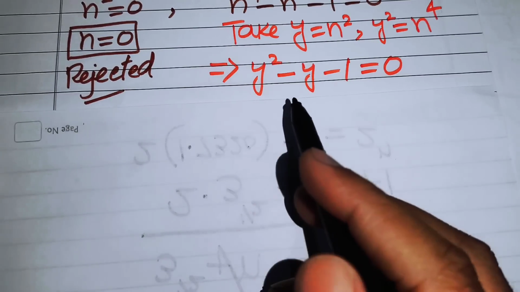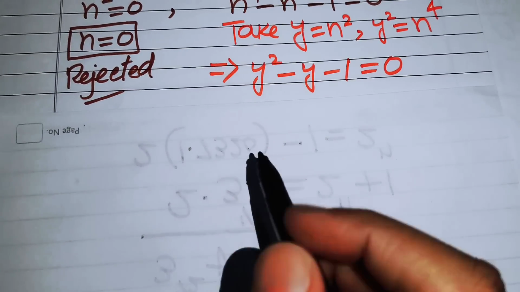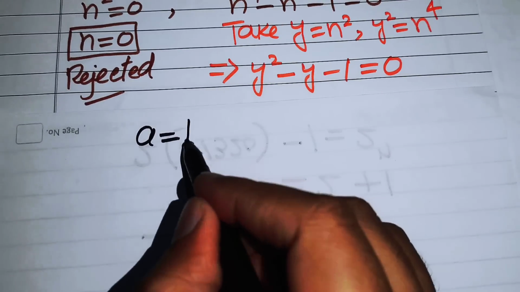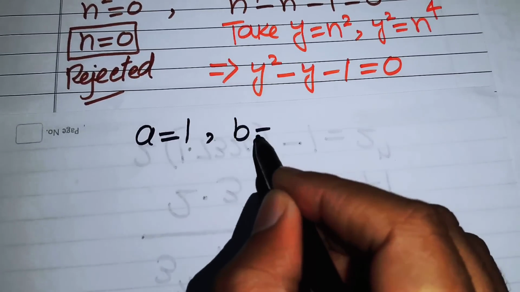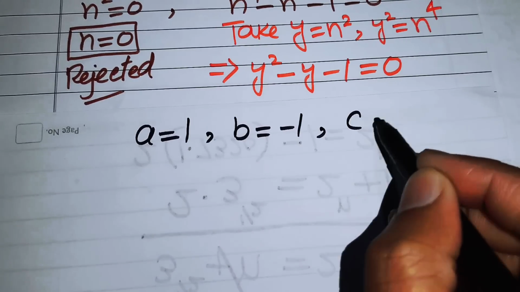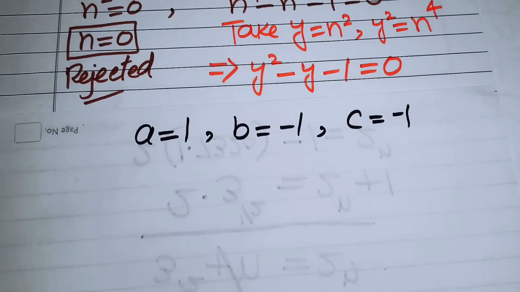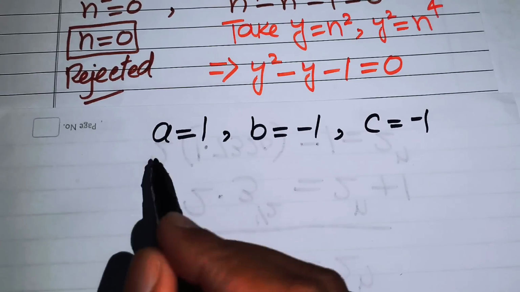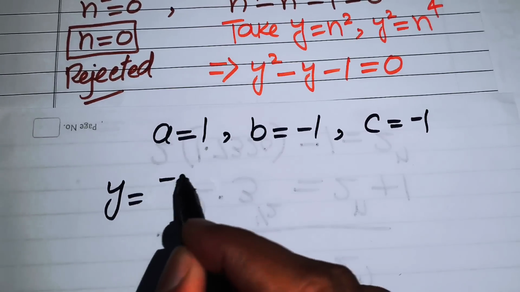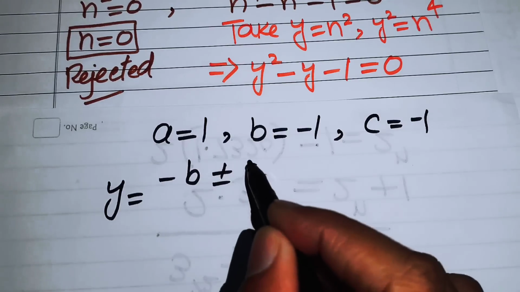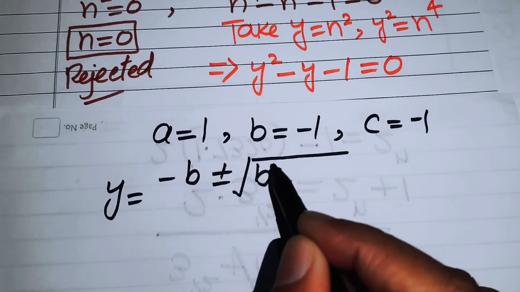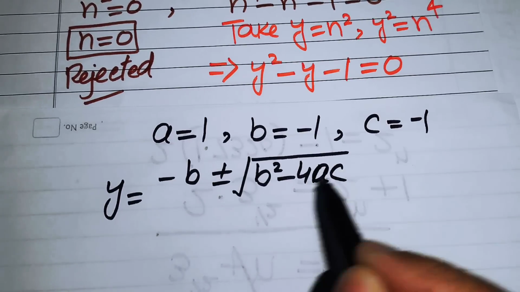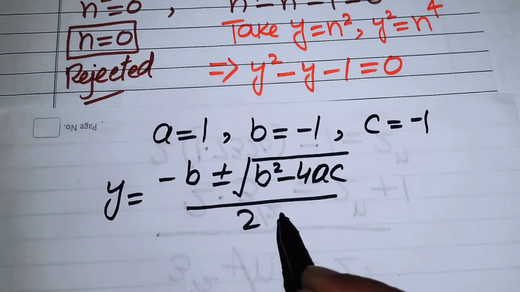Now we solve this quadratic equation by using the quadratic formula. First I can write the coefficients of this equation: a equals 1, b equals minus 1, and c equals minus 1. And you know that our quadratic formula looks like this: y equals minus b plus minus square root of b squared minus 4ac, and this whole over 2a.